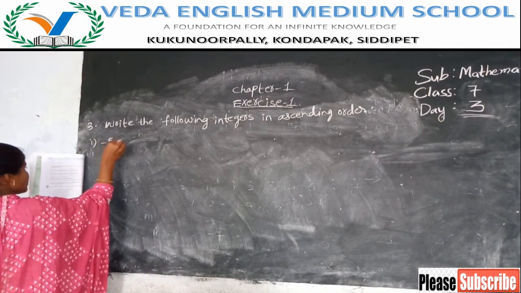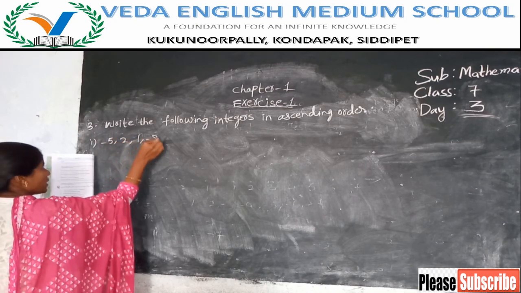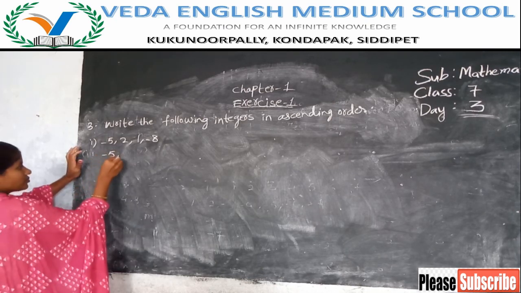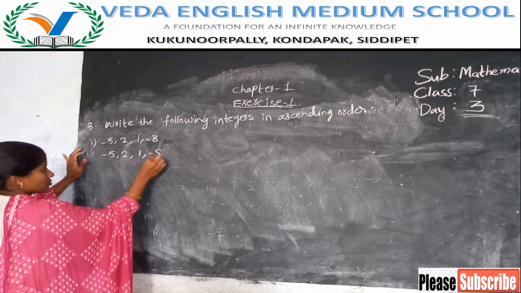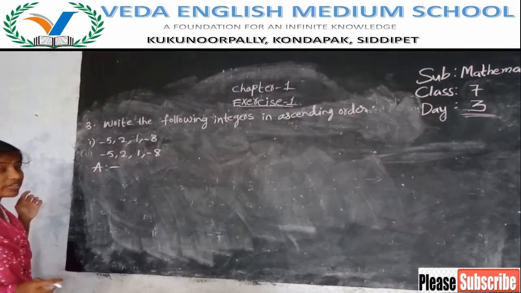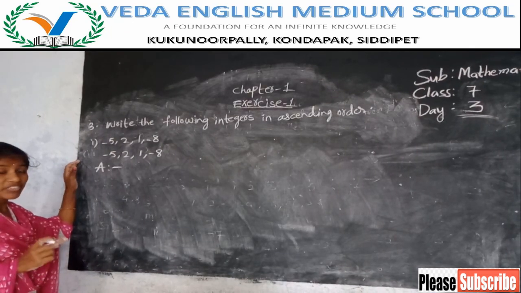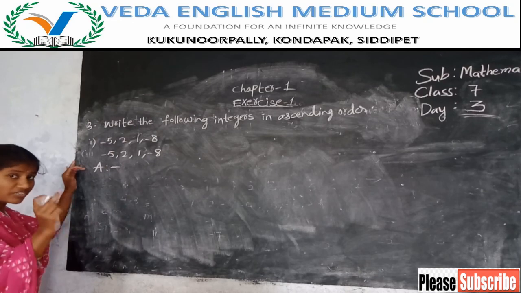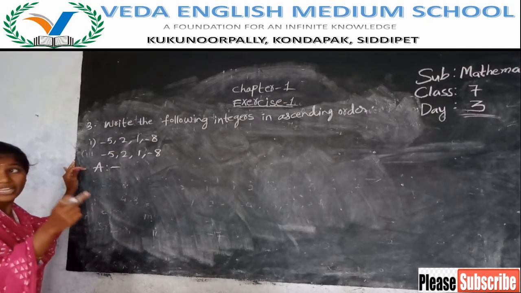Minus 5, 2, 1, minus 8. Now these are the integers. We have to arrange these integers in ascending order. That means smaller number to greater number. Ascending order, small to big we have to write. Smaller number means first of all you have to think about negative numbers, because always negative numbers are smaller numbers.